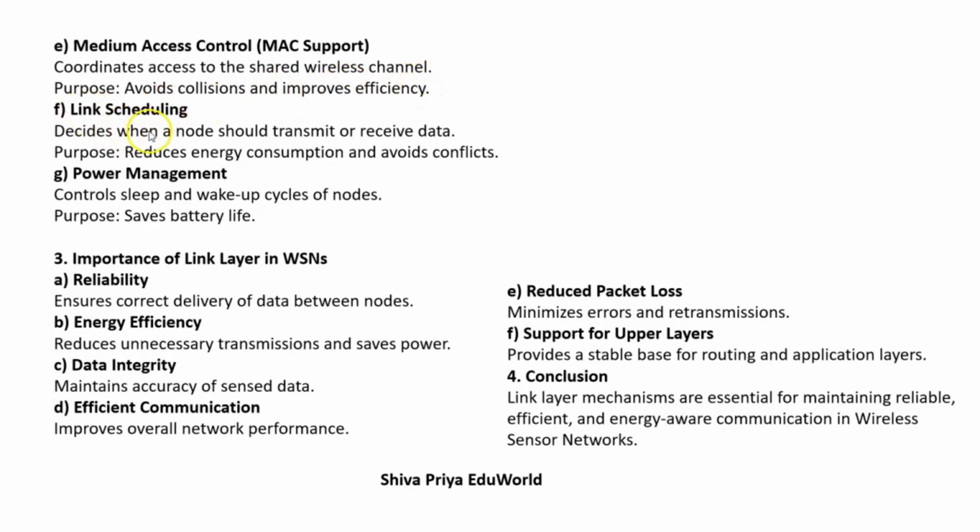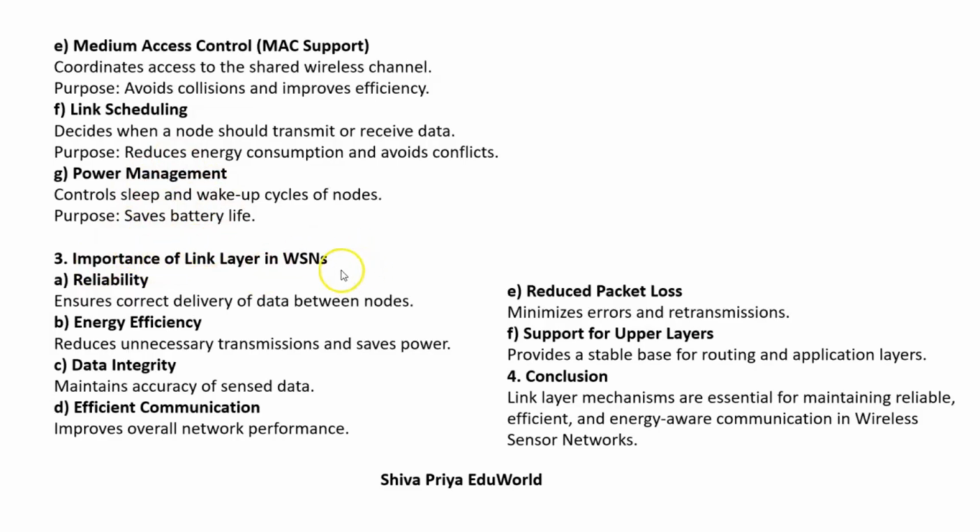Link scheduling: it decides when the node should transmit or receive the data. It will schedule that. The purpose is it will reduce the energy consumption, and it avoids the conflicts as well by scheduling the time to transmit or receive the data. Power management: it controls the sleep and wake up cycles of nodes. The purpose is it saves the battery life, which is the advantage.